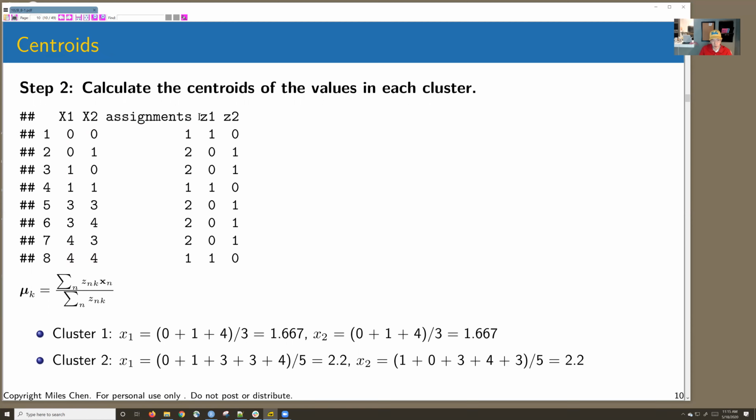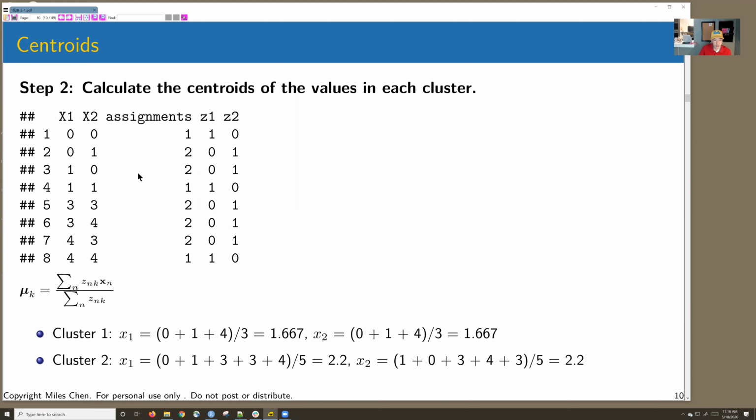And so for Z1, I get 1 for everything that's in cluster 1, and 0 for everything that's not in cluster 1. For Z2, I get 1s for everything that's in cluster 2, and I get 0s for everything that's not in cluster 2, okay? So what we do is we multiply the X times the Z's, and we do Z times X divided by the sum of the Z's.